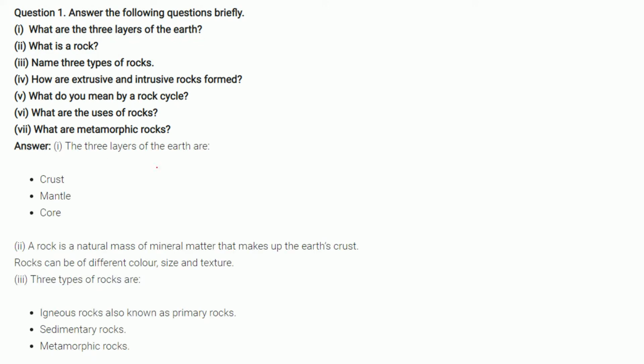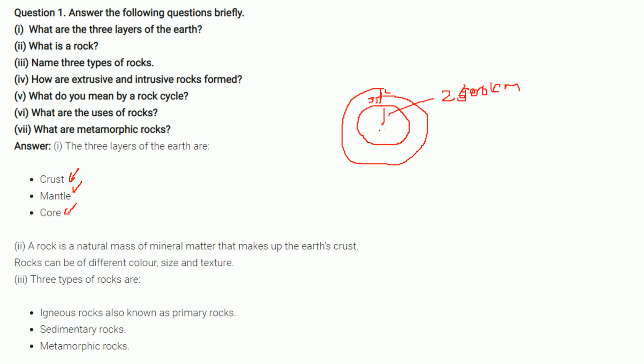So the three layers of the Earth are crust, mantle and core. Outermost is crust, which goes to around 35 kilometers from the land, not from the seas; from the sea it is 5 kilometers. Then we have mantle, which goes to around 2600, 2900 kilometers. Then inside this we have the core.